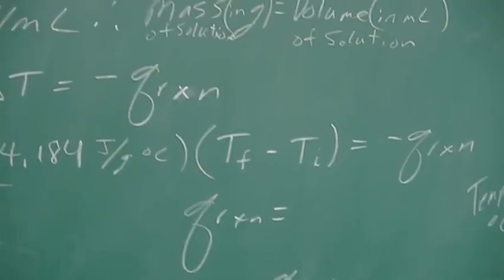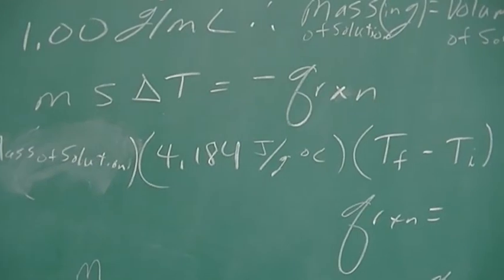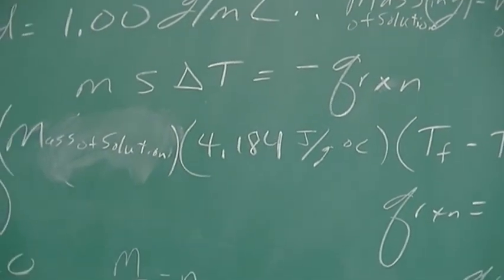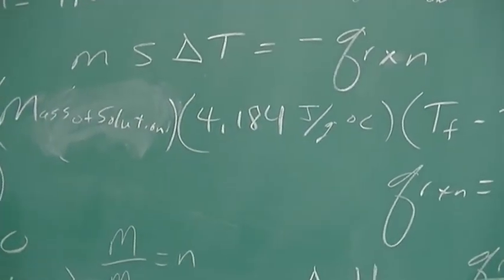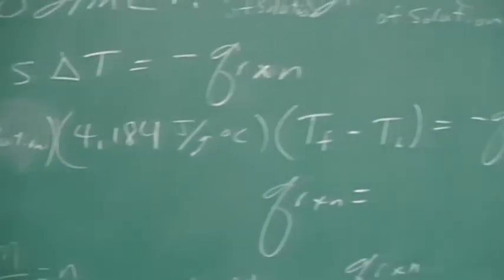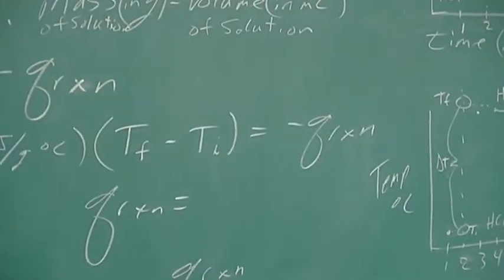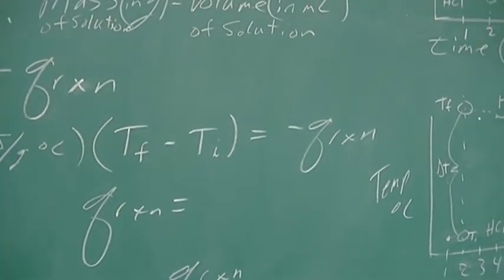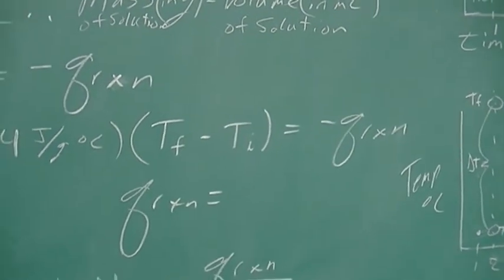You have a positive delta T on the left side, and mass is always positive, specific heat is always positive, so you have a positive number, but that's equal to a negative Q, and to solve for Q you have to multiply both sides by a negative 1.